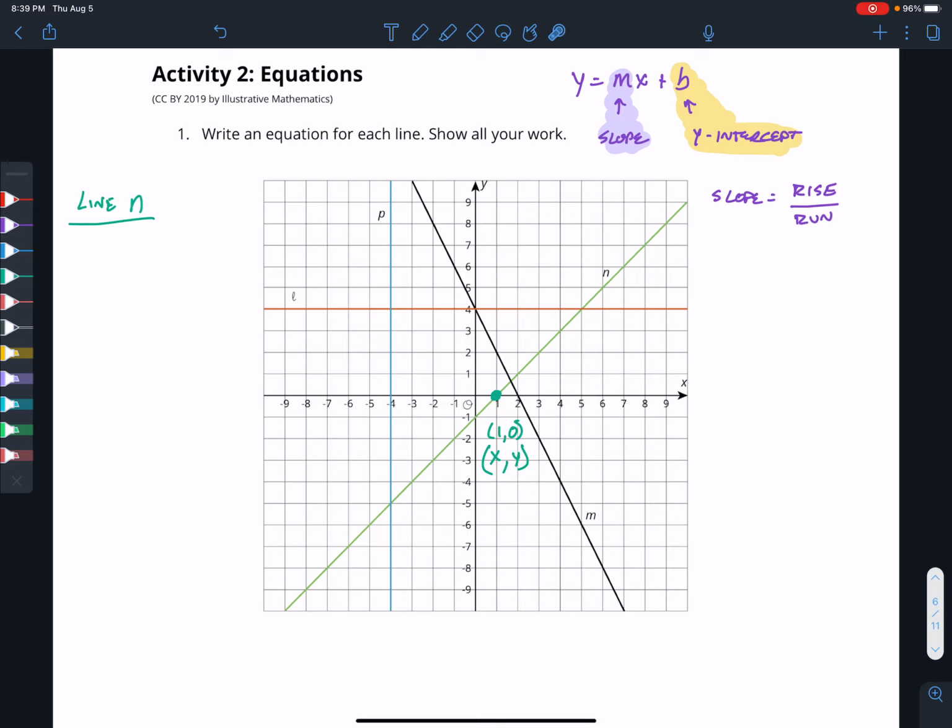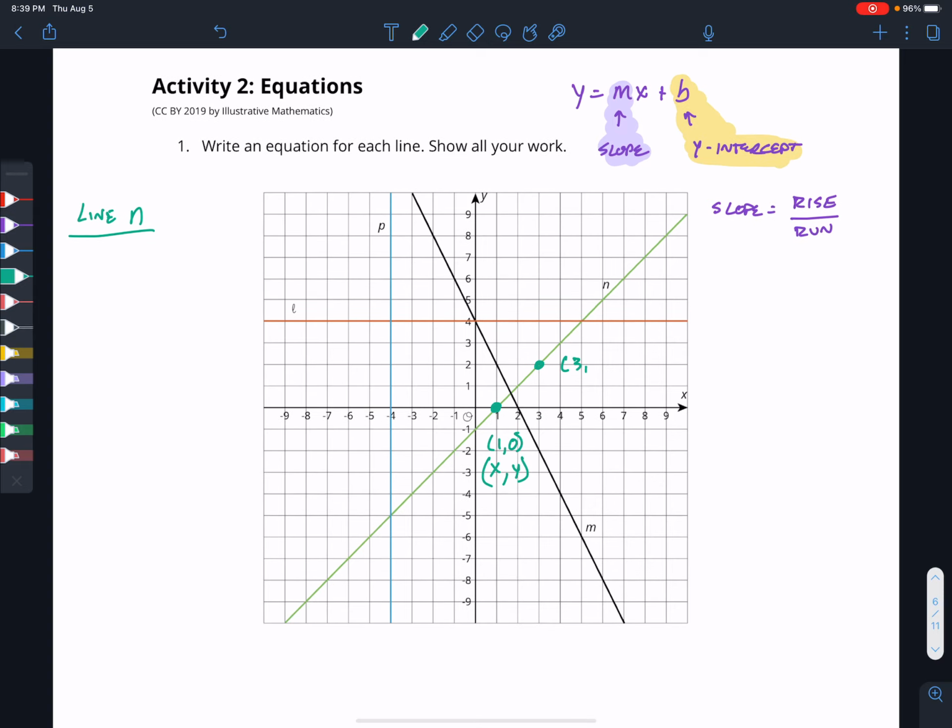So now I'm going to go to another point. And just to get out of this space where all this is happening, I'm going to go up to this space right here. So we'll go to the coordinate. Let's see, where do we go? We went over 1, 2, 3. So we ran 3, and we went up 2. So this is the coordinate 3, 2.